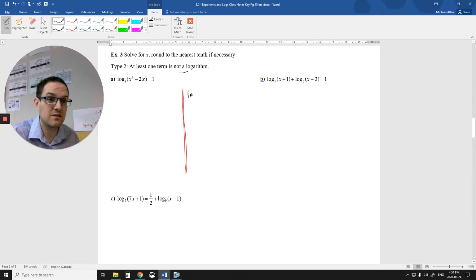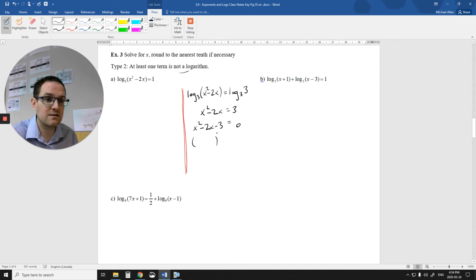So that's one way to do this question, where I can introduce this base. I can say 1 is just log base 3 of 3. So now they're the same, so I can drop my base. Maybe factor this. It seems like I could factor this. Multiply out to -3 is 3 and -1, and I need to add to -2. So x is equal to 3 and -1.